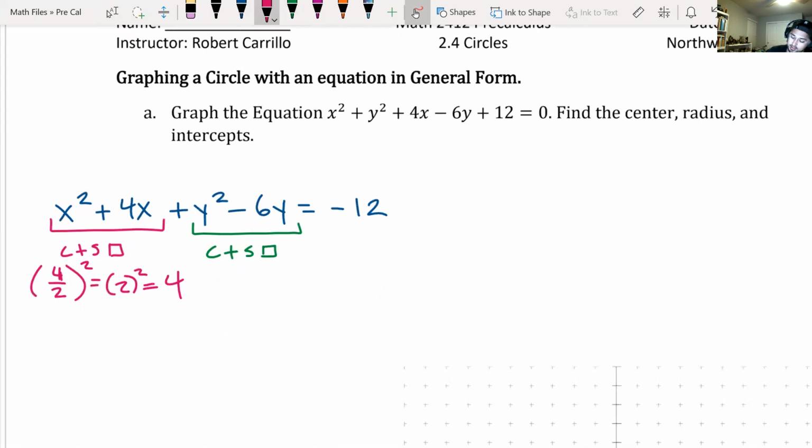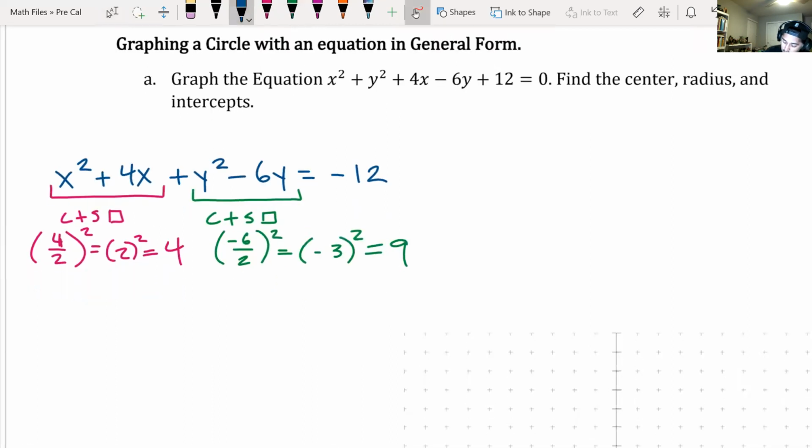And then let's go ahead and do it for the y's. What number am I going to take half of? 6 or negative 6, doesn't matter, right? Because it's going to come out positive either way. Negative 6 halved gives negative 3, squared, and we get 9. Perfect.